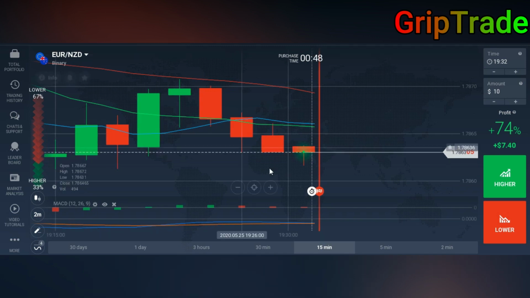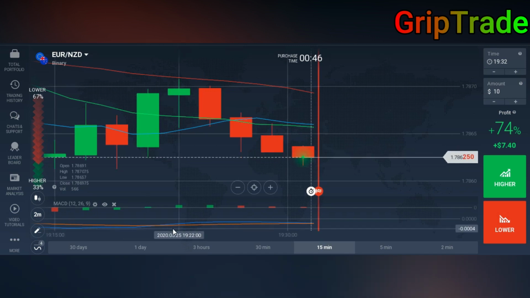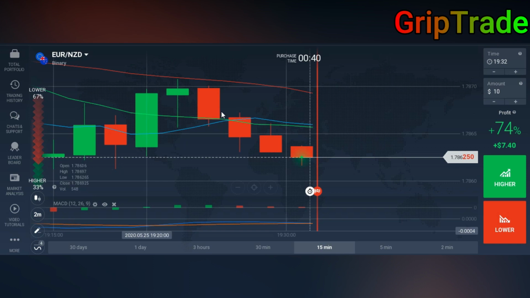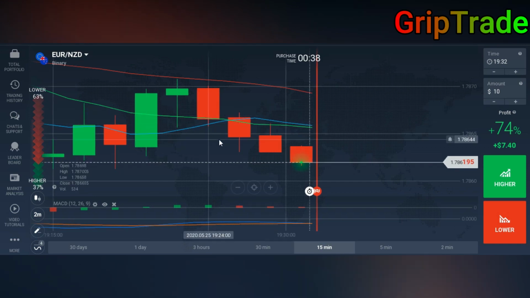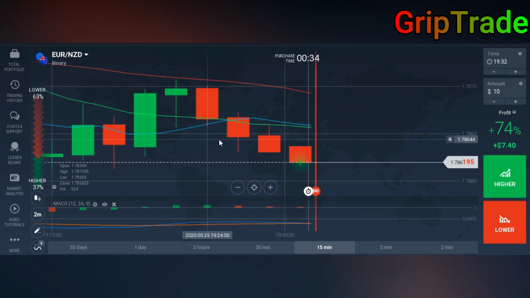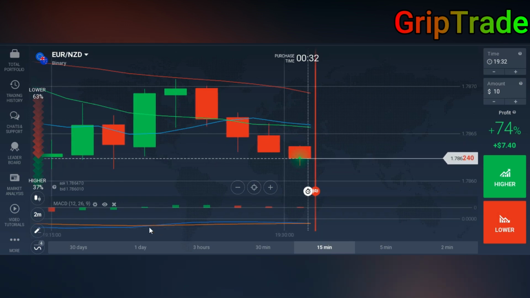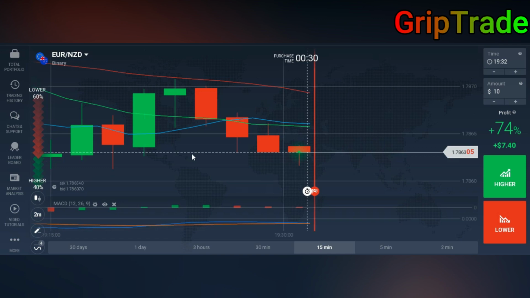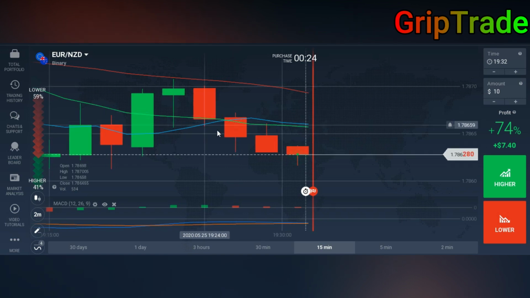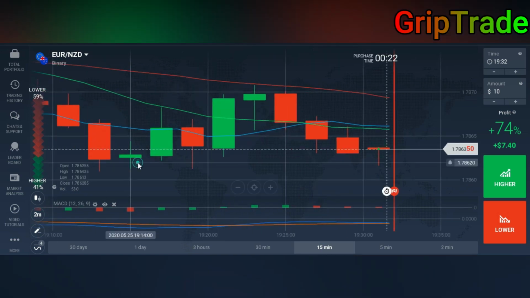So what does MACD tell us? MACD tells us in advance that they are going to intersect each other in the next 3 to 5 minutes. Now you see it intersected here, and in the next 3 to 5 minutes the moving averages intersected each other at this point. So this is how you can know.